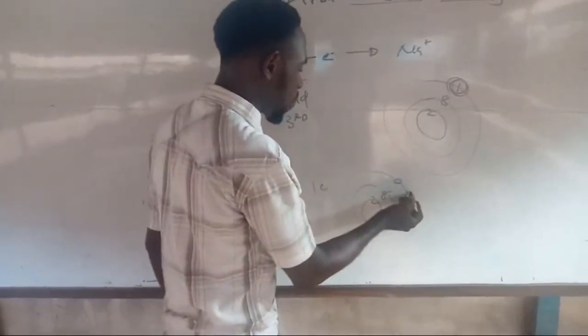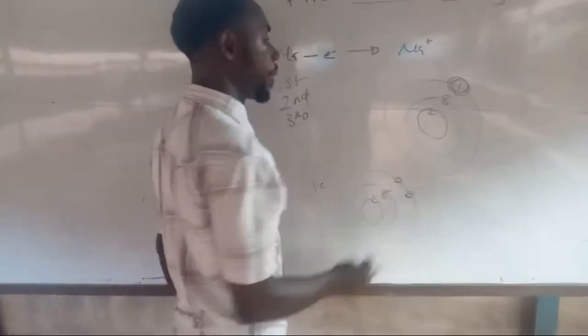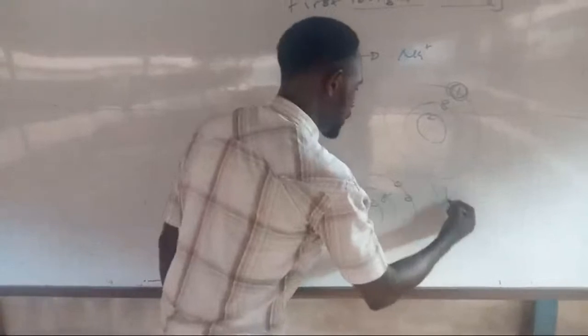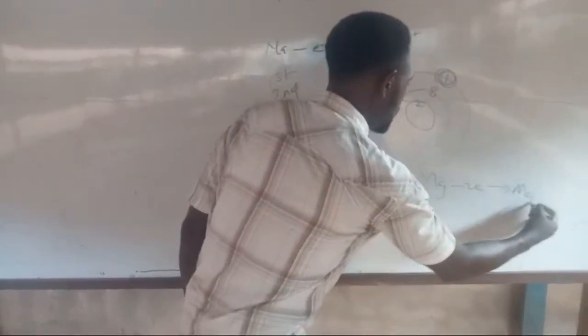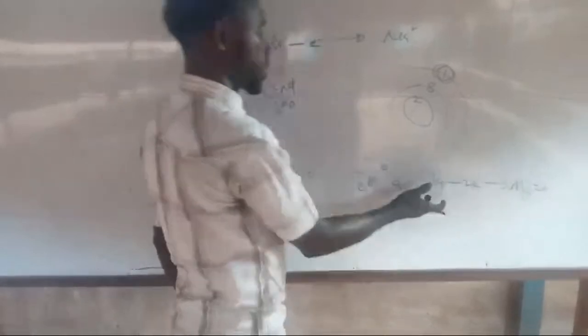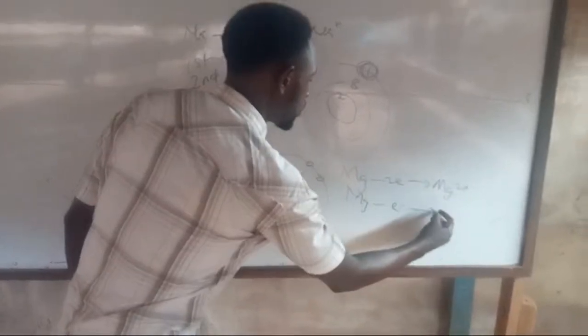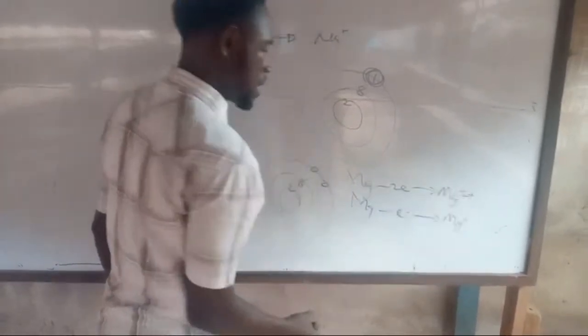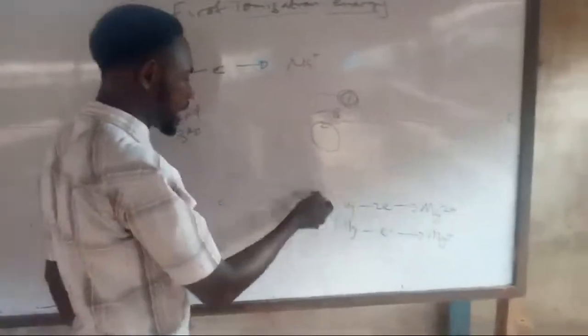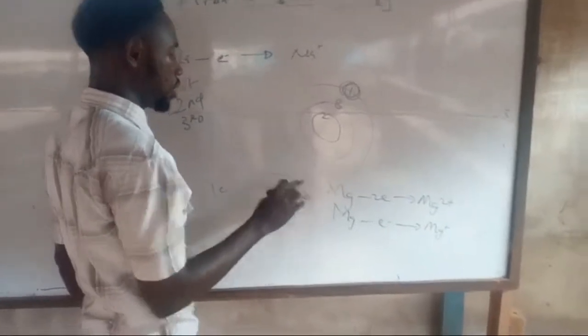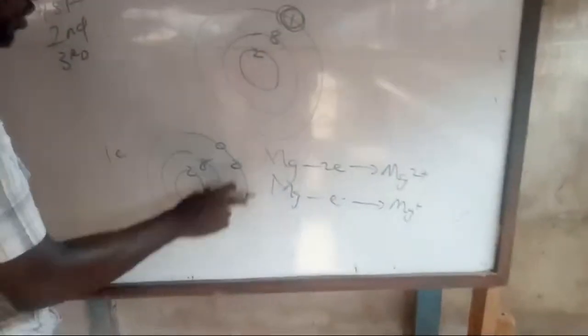Now, magnesium will lose these two electrons. This is what we have been writing: Mg minus 2e gives Mg2+. This is just the summary. But in actual sense, magnesium will first lose one electron to give you Mg+. So in this case, the energy required to remove the most loosely bound electron among these two electrons in the outermost shell of magnesium, since one is more loosely bound than the other, stands as the first ionization energy of magnesium.